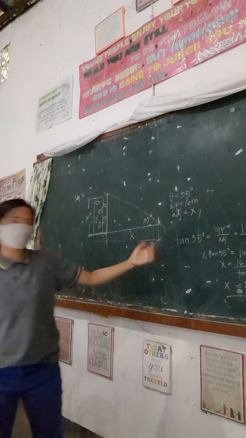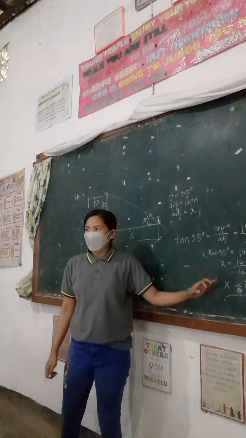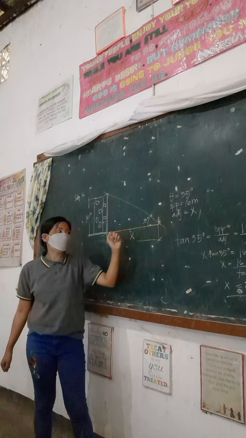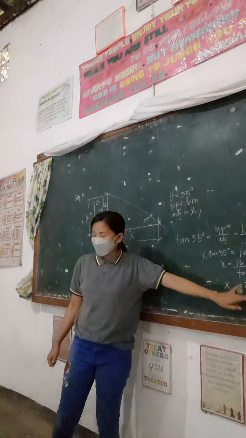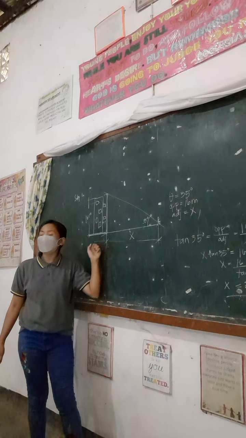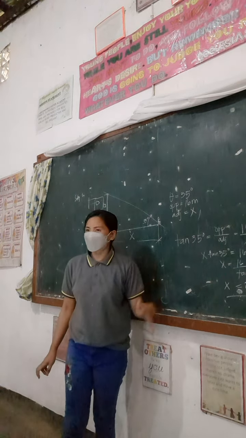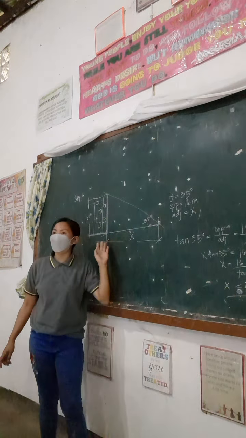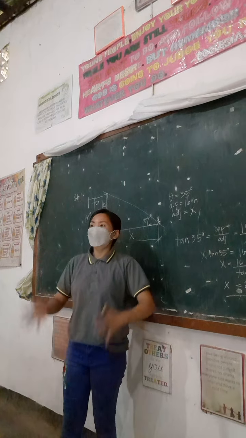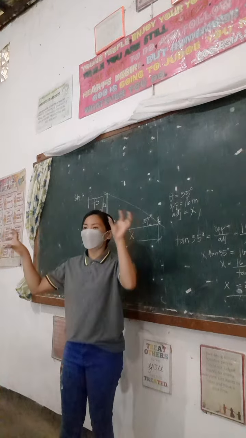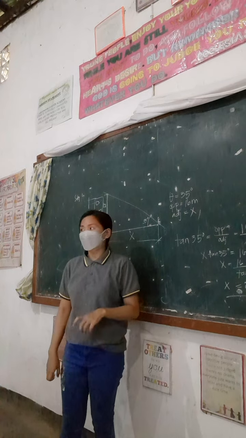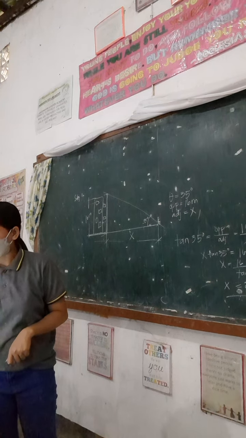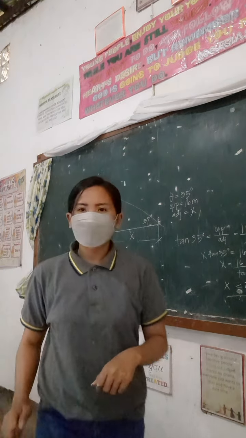Therefore, let's interpret the results. Hence, the observer is 22.85 meters away from the building. Or you can say the distance between the observer and the building is 22.85 meters. Any questions? No. Okay, that's good. Very well. Thank you, and that's all.